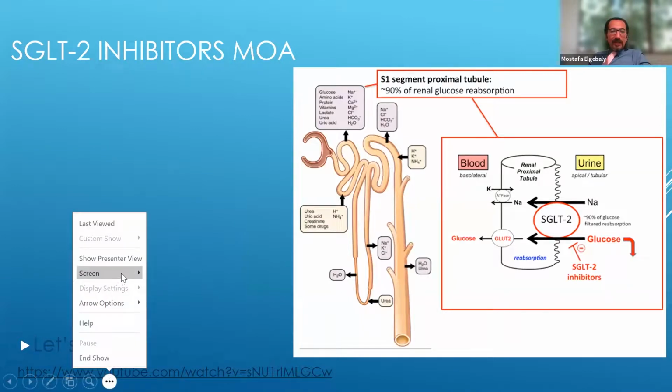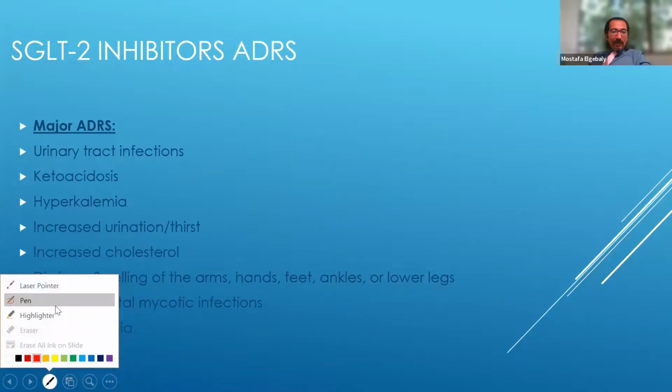Where is the pointer? I think I lost it. Here we go, laser pointer.